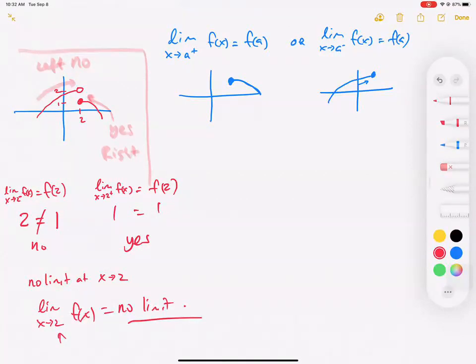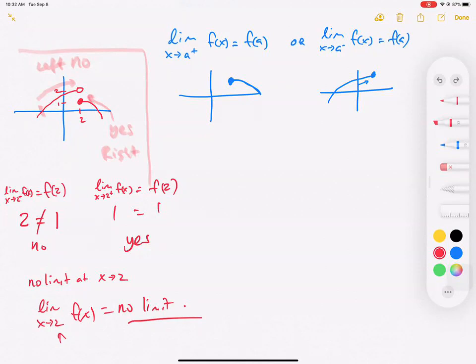Now, what about if I'm just looking at other points? If I'm looking over here, continuous, continuous, continuous, continuous, fail, right? It's all continuous except at that one point. You know, that's the important point. So all graphs, for the most part, are continuous, 99.9%, except for that one crazy point.